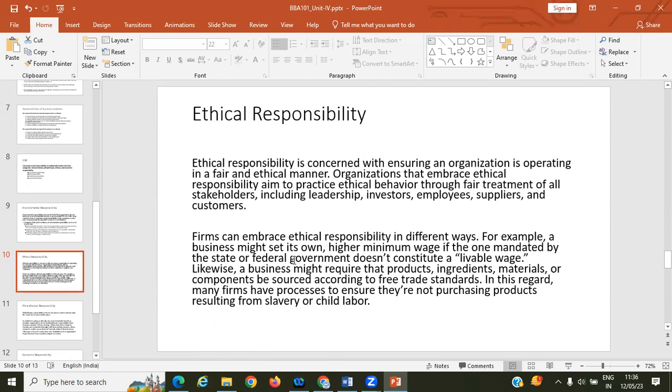Ethical responsibility is concerned with ensuring an organization operates in a fair and ethical manner.